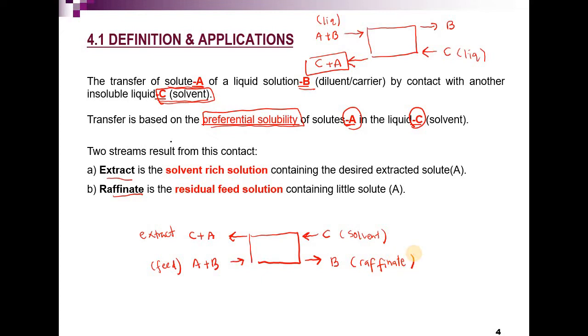Okay, so this is what we call raffinate. So what is raffinate? Extract is the solvent-rich solution containing the desired extracted solute, which is solute A, while raffinate is the residual phase solution, which is the B. It usually will contain a little volume of A. Okay, B plus A, but the amount of A is very little.